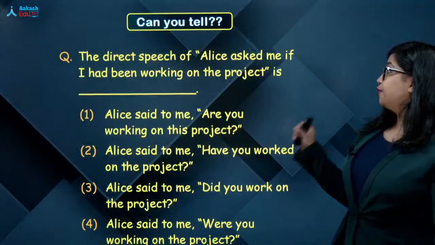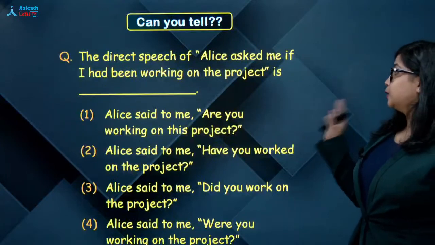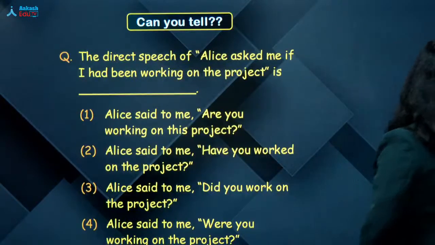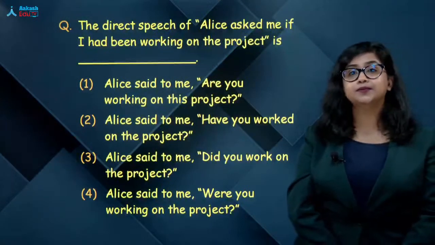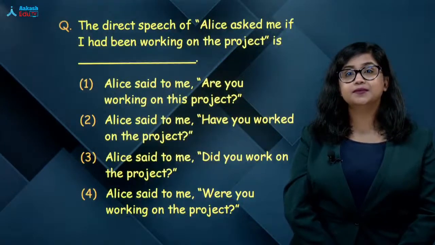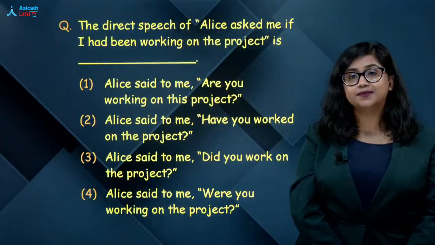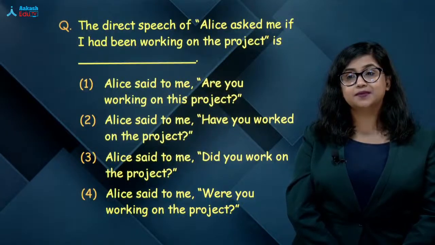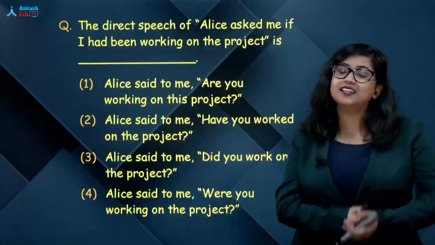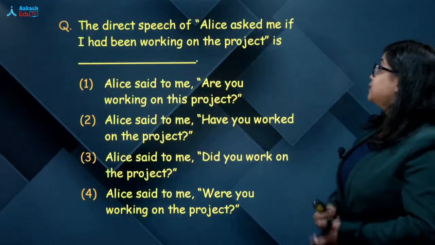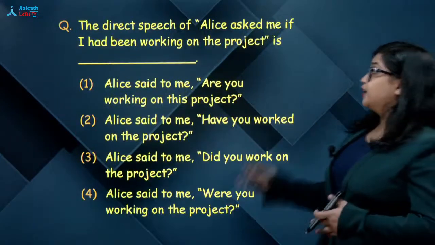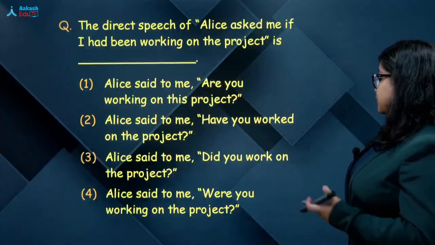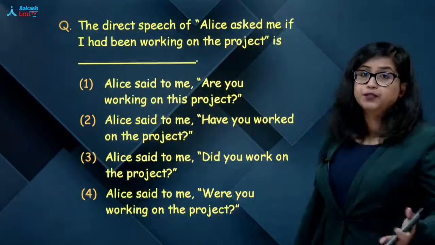The direct speech of "Alice asked me if I had been working on the project" is, please go ahead, look at the question carefully, look at the options carefully and try to guess the correct answer. Well done, guys. Very well done. Excellent job. So, Alice asked me if I had been working on the project. So, "were you working on the project?" So, the correct answer is option number 4.